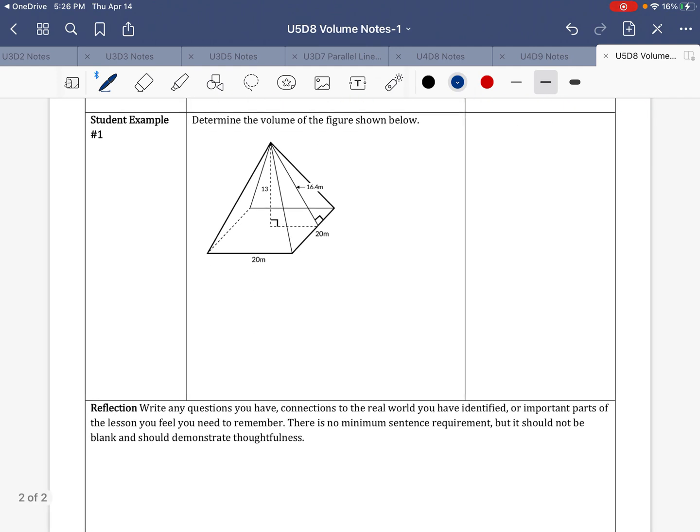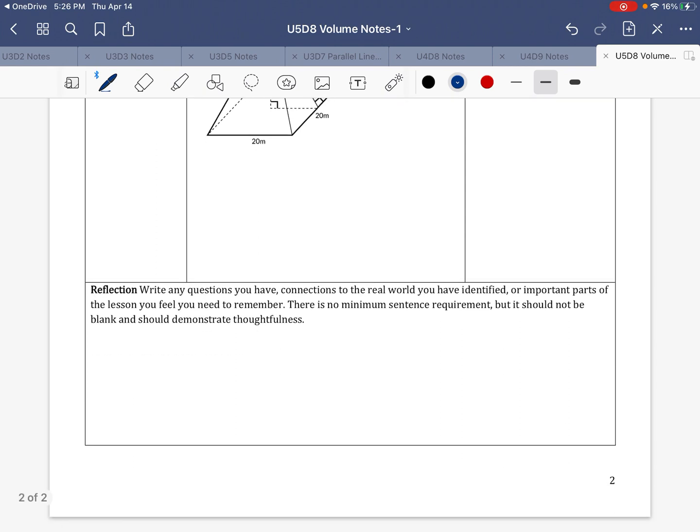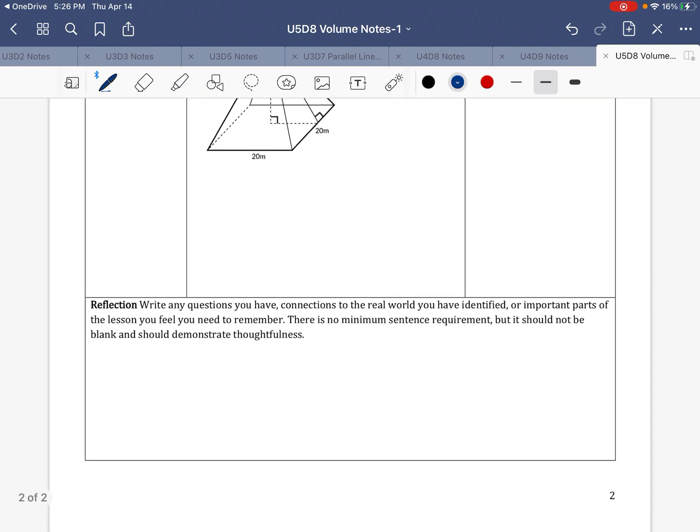Try this student example on your own. Then make sure you do your reflection at the end, and I'll see you in class.